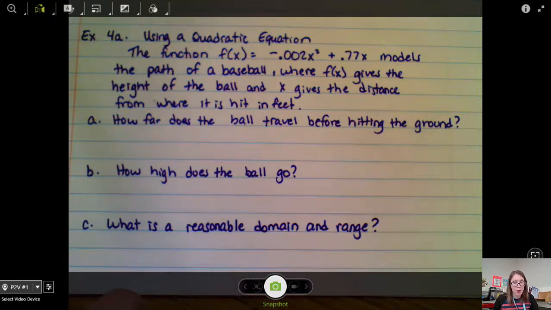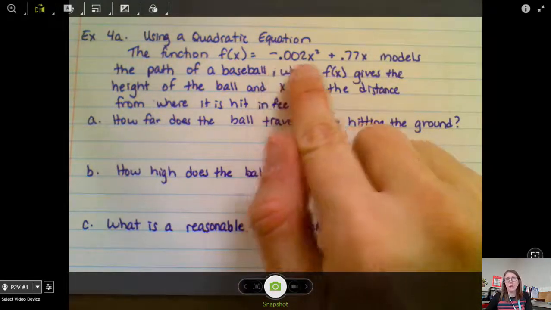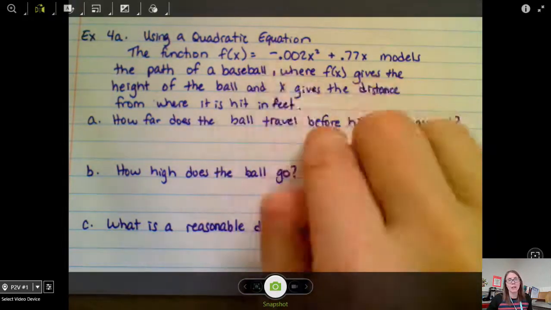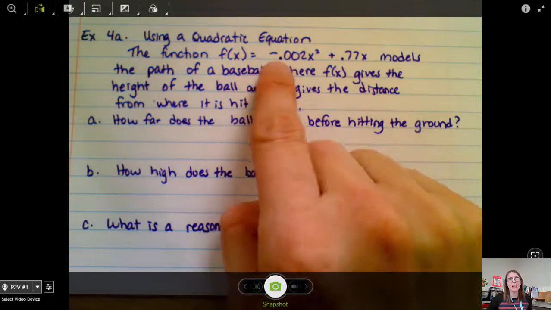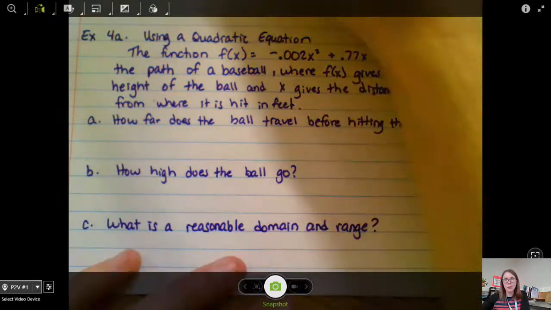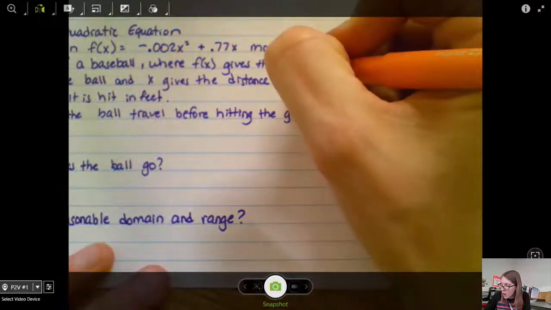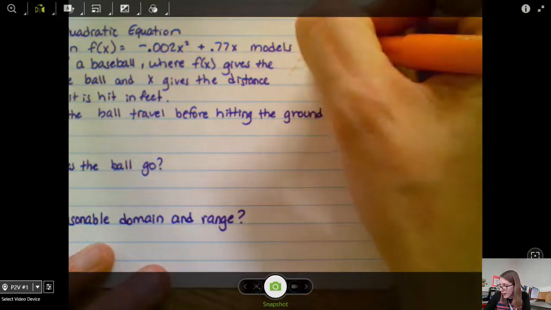B, how high does the ball go? And then C, what is a reasonable domain and range? All right, let's think about this for a second. Based on my equation here, I know I have a parabola because I have x squared. I know my parabola is upside down because this a value is negative. So I don't really know where this parabola is, but I know it looks something like this.